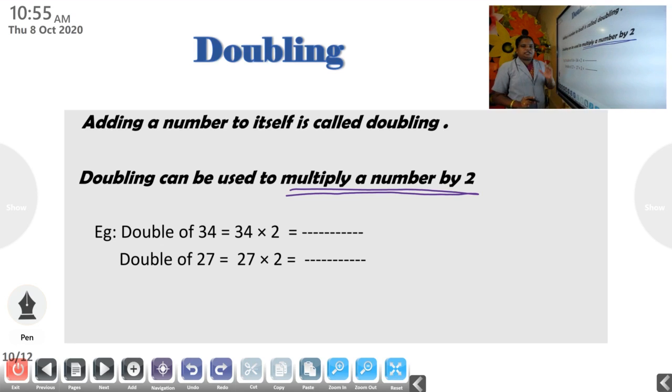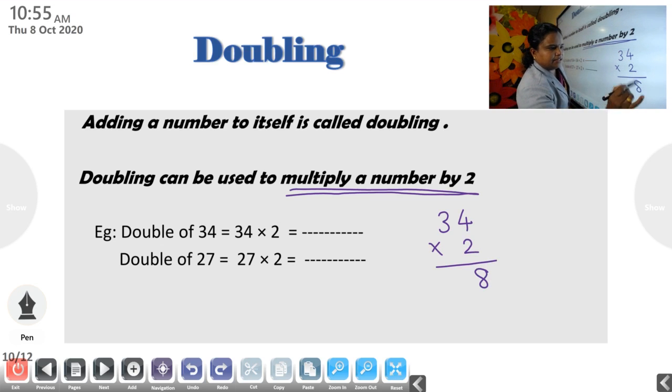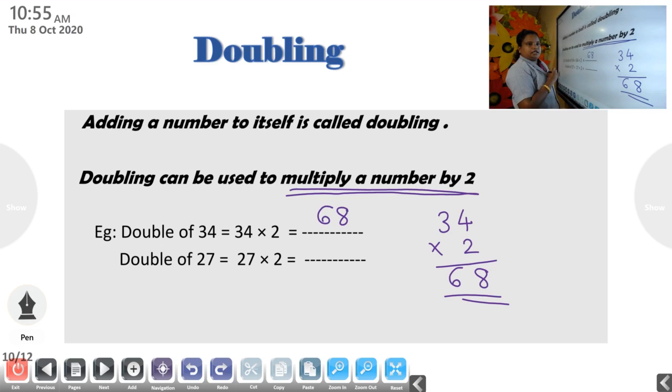For example, double of 34. Double of 34 means 34 into 2. What is 34 into 2? We know that 4 twos are 8. Then multiply the tens place by 2. 3 twos are 6. That is double of 34 is equal to 68. Okay, 34 plus 34, you check. 34 plus 34, 68.